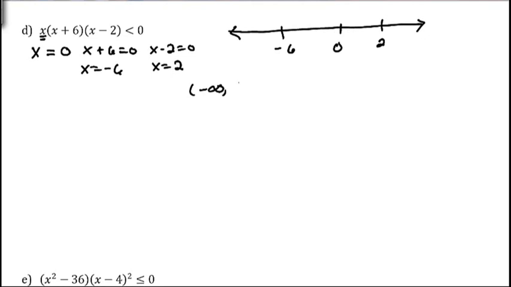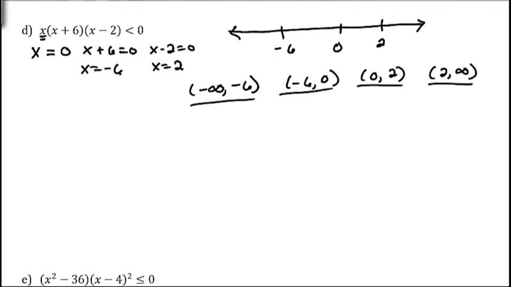The first interval is from negative infinity to negative 6. There's no equal sign, so we're using a round bracket. And then negative 6 to 0, and then 0 to 2, and our last one is from 2 to infinity. In the first interval, I'll test negative 7. So we'll have negative 7 times negative 7 plus 6, which is negative 1, and negative 7 minus 2 is negative 9.